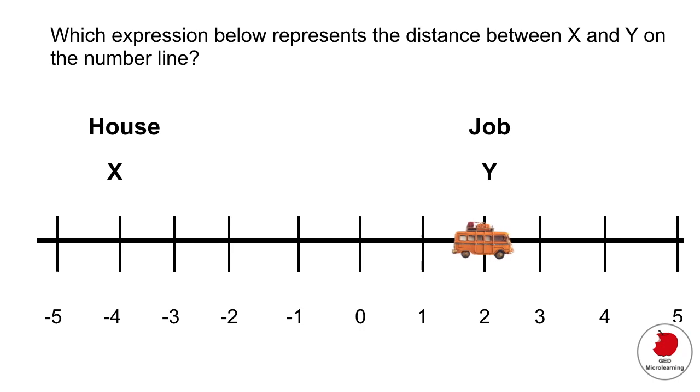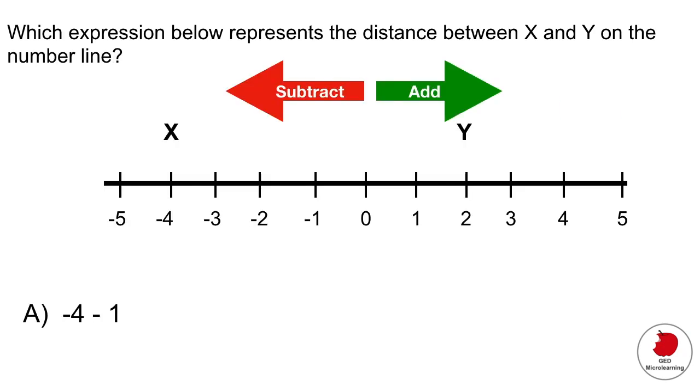Okay, so if you calculate the distance, it's actually 6. Okay, so there's 6 spaces between point x and point y. So 6 is going to be the answer to this question. All right, so now also remember that when you have a number line and you subtract, you move to the left. And when you add, you move to the right.